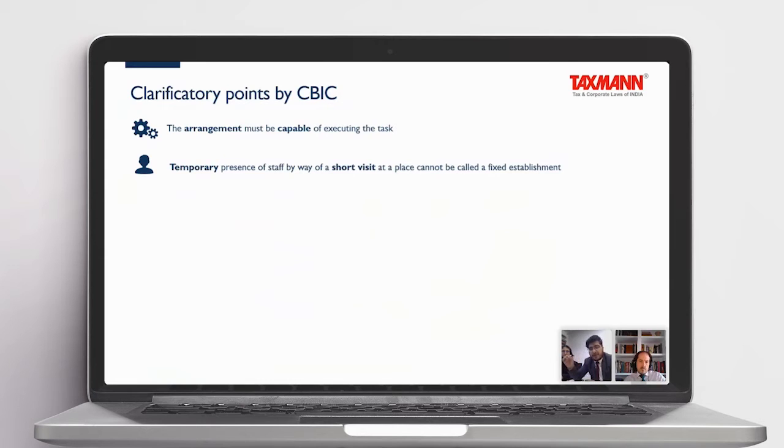If there is a temporary presence of staff by way of a short visit at a client place, then there is no suitable structure of permanence, no sufficient degree of permanence. Therefore, again, it would not qualify as a fixed establishment. Just take an example of internal audit services. You are providing services to your client. You are deputing your employees, team members at the client's place for a period of, say, one month. So this is a temporary presence of staff at a client visit. So your client place would not be called a fixed establishment because there is no sufficient degree of permanence there. And obviously, the second criteria is also not satisfied in this case.